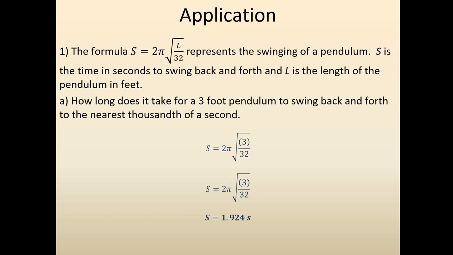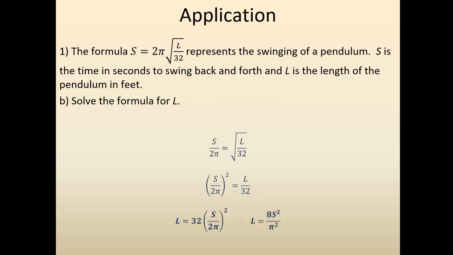So all we do is just plug 3 in for L. So we get 2 pi square root of 3 over 32. Plug it into your calculator, 2 pi times square root of 3 over 32, and you'll end up getting 1.924 seconds. They want it to the nearest thousandth, so we bring it over to here.